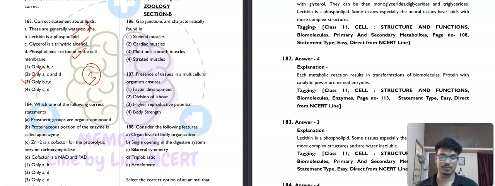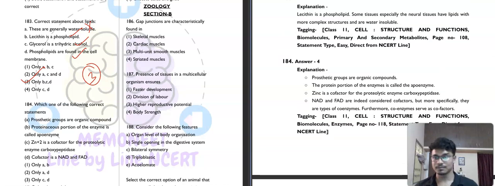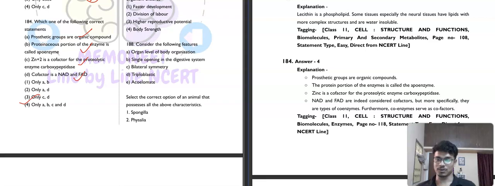Question number 184. Which of the following are correct statements? Okay. Phosphatic groups are organic compounds. Definitely organic compounds. Then proteinaceous portion of enzyme is called apoenzyme. Correct. Zn+2 is a cofactor for proteolytic enzyme carboxypeptidase. Then cofactors are NAD and FAD. Correct. So all the statements are correct. Fourth option will be your correct answer here.